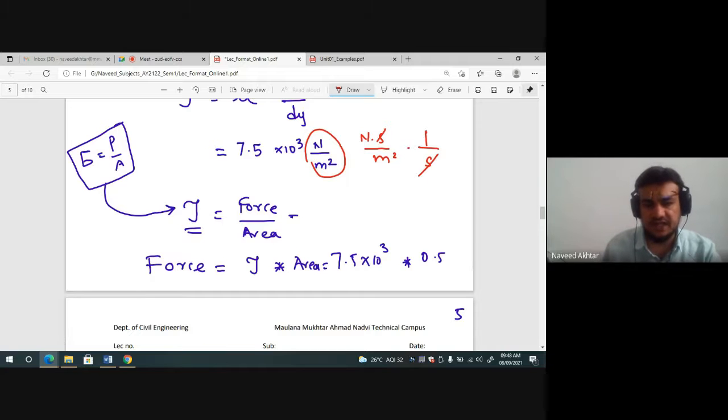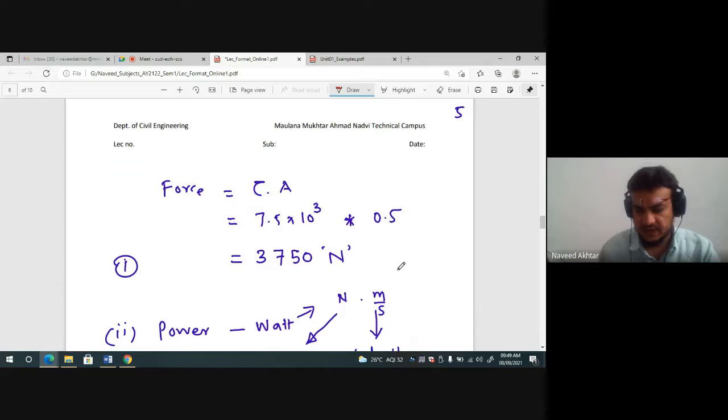And you know that any stress is nothing but force upon area or load upon area. So here force upon area is nothing but tau. And we don't know the force, that's why we have taken the force value on the left side. The area will come on the right side. So if you multiply tau into area, you will get the force.